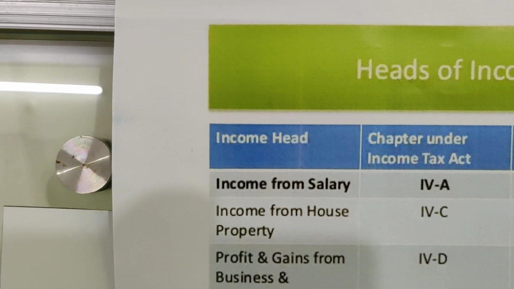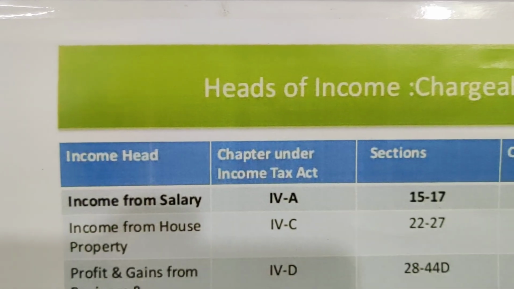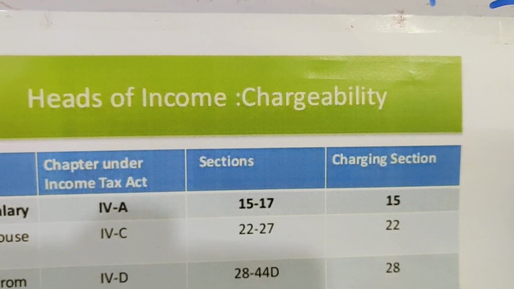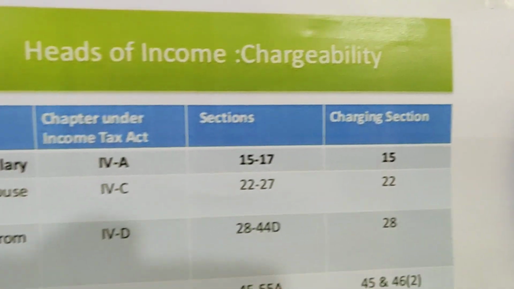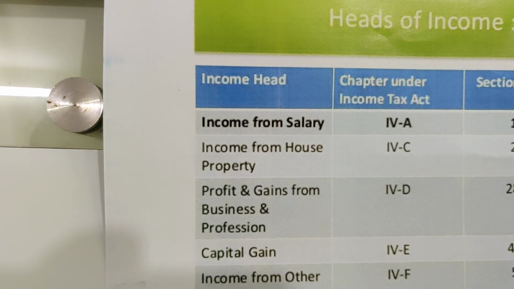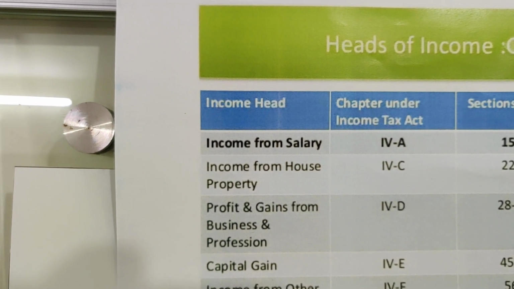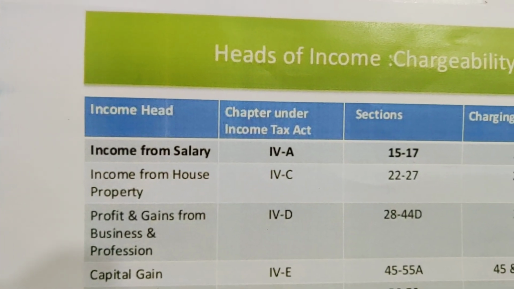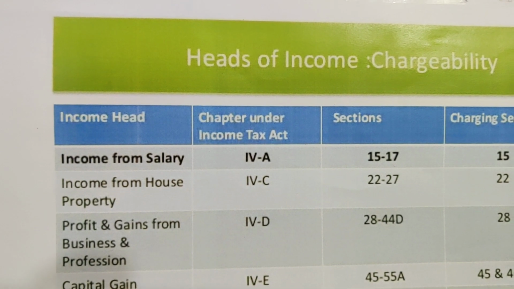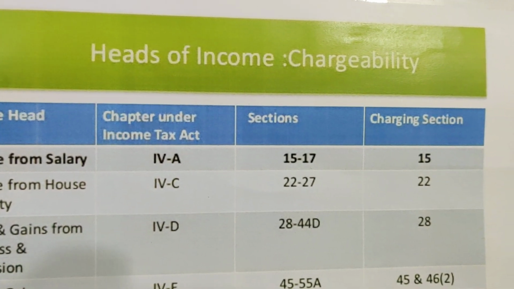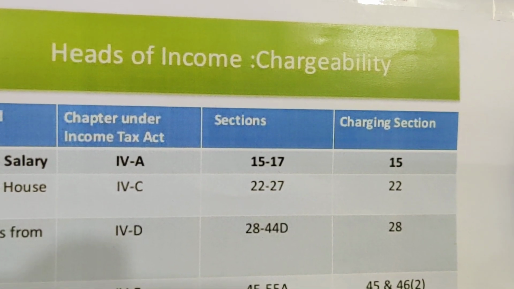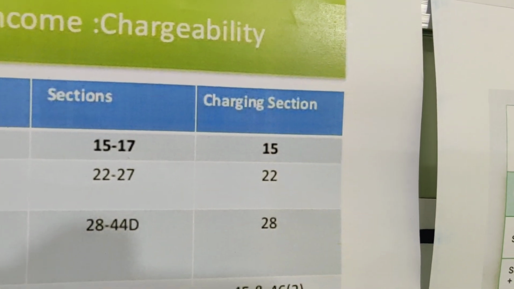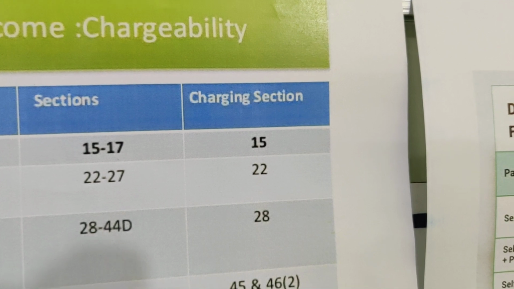Similarly, for computation of income under the head house property, you have to read chapter 4C, and relevant section is section 22 to 27. Charging section is section 22. Similarly, for profits and gains of business or profession, which is very important as an accountant, because you are preparing the profit and loss accounts and balance sheet of the company, you need to read very thoroughly chapter 4D of the Income Tax Act, and also should have sufficient knowledge in section 28 to section 44D. And the charging section for income from business profession is section 28.